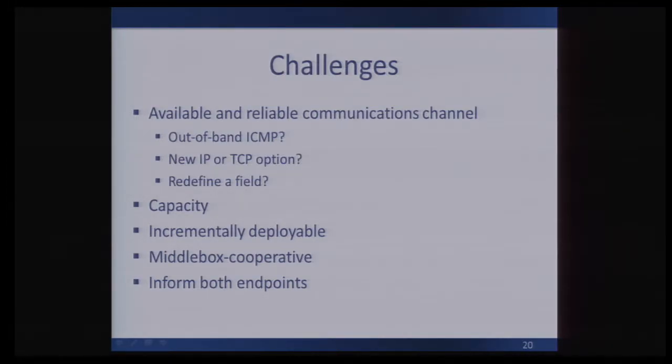And so you need something that will be most capable of transiting all types of paths. And when you really restrict yourself to that, you also run into issues of capacity, getting enough bits to send the information you want, and also being incrementally deployable, making sure that you don't break anything with whatever you're trying to do. And then a more subtle issue of being middle box cooperative. This goes back to our point earlier that sometimes middle boxes can and actually do useful things for us, so we don't want to disrupt or otherwise circumvent well-behaved middle boxes. And then also being able to inform both endpoints.